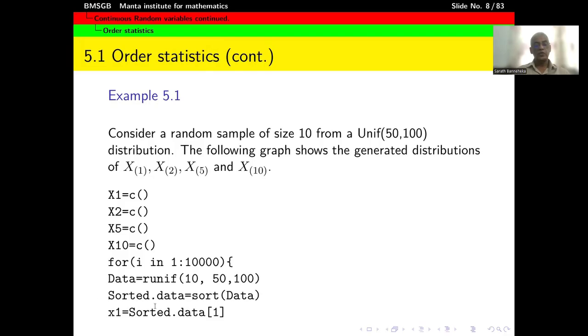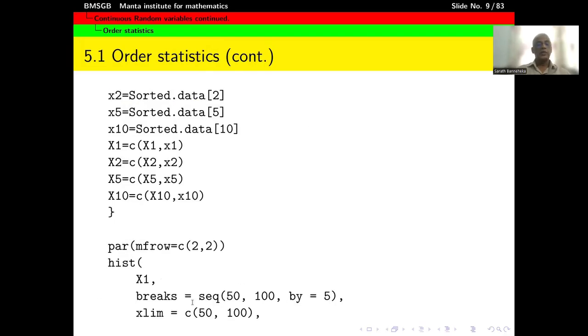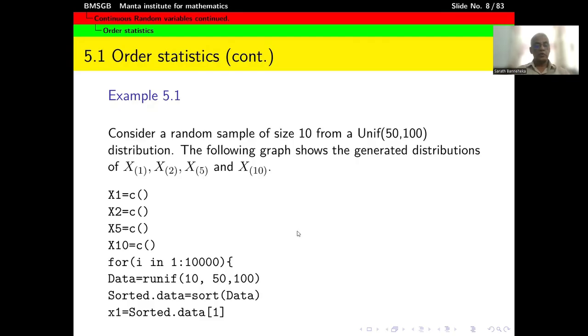Then I'm going to sort, or put the data in ascending order. In order to do that, I use the function called sort. There is a function called sort. I'm going to name the new set of values after sorting sorted data. Sorted data is equal to sort of this data.